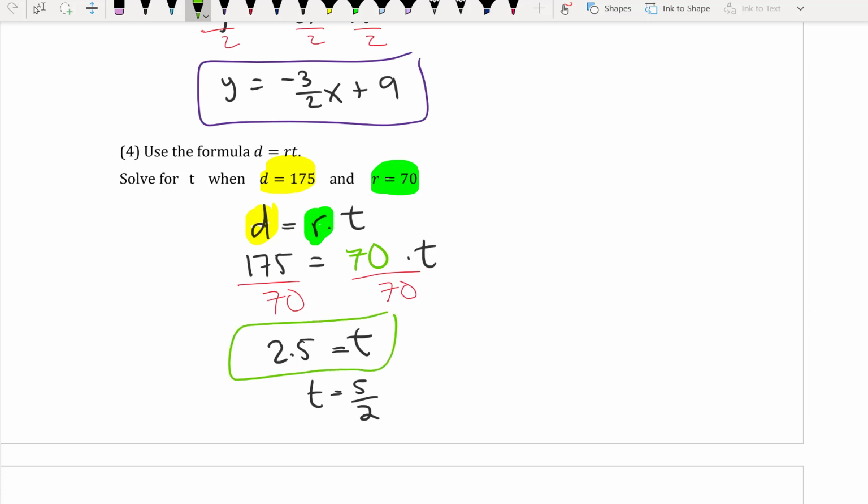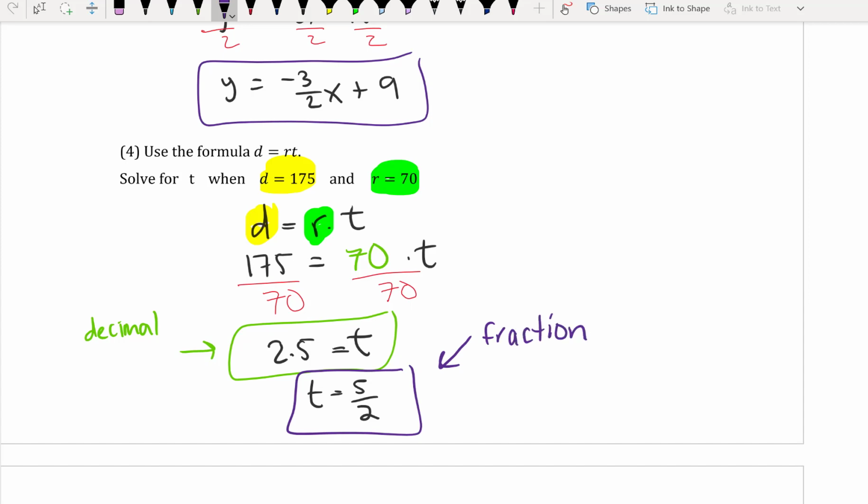So it just depends on whether or not your final answer is requested to you as a decimal or as a fraction that's simplified. So you really have to read the directions on how you should be stating your final answer. If I ask for a decimal or a fraction, you know how to do either.